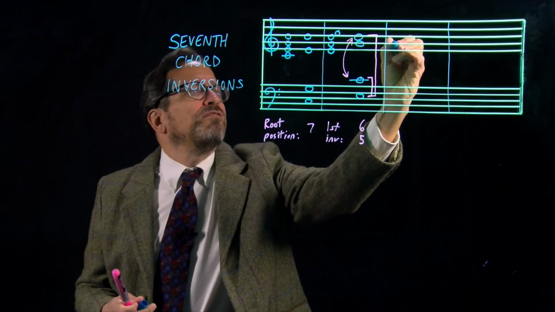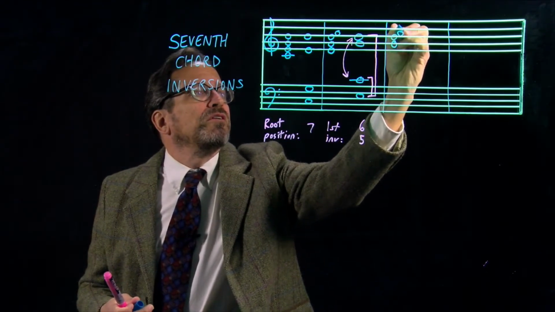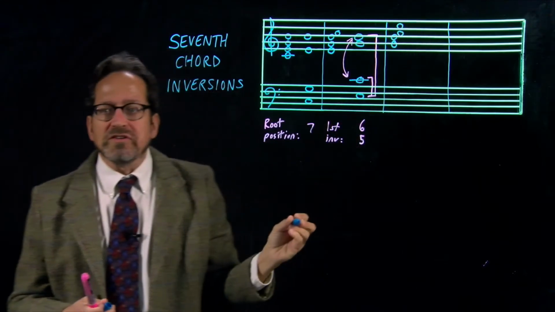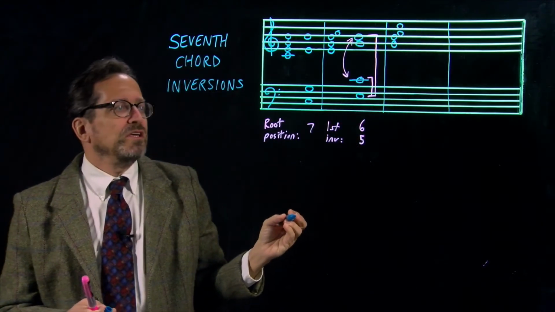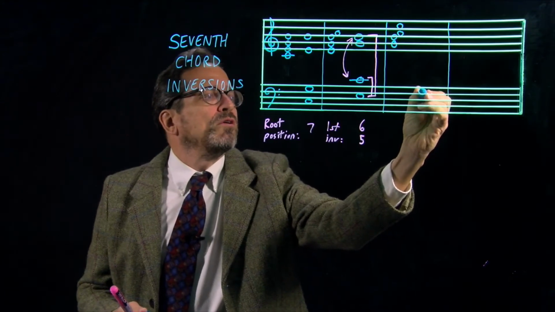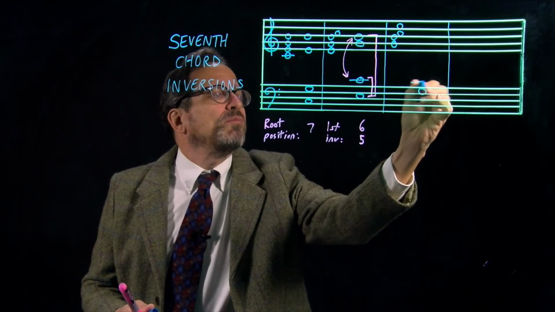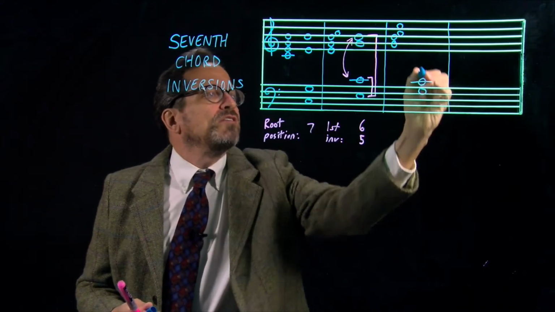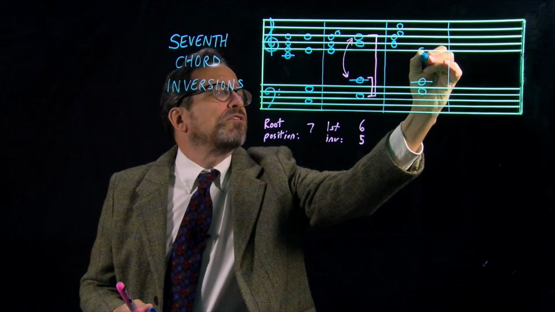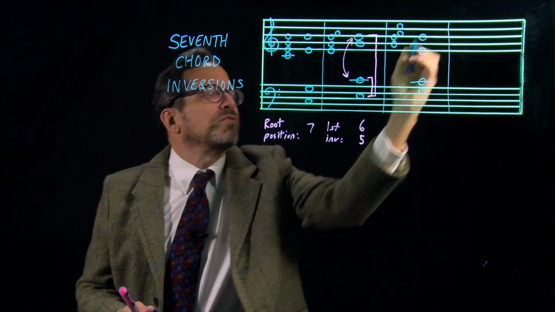If I put the fifth in the bass, the chord is going to stack like this in close spacing. We have the fifth in the bass. I will keep the root in the tenor. Let's put the third in the alto, and we'll keep the seventh in the soprano as we've had for the other ones.